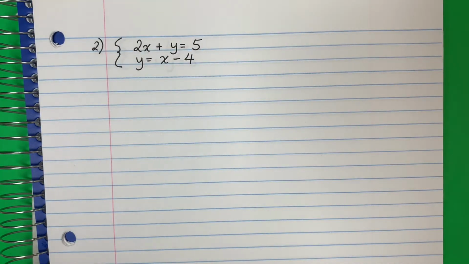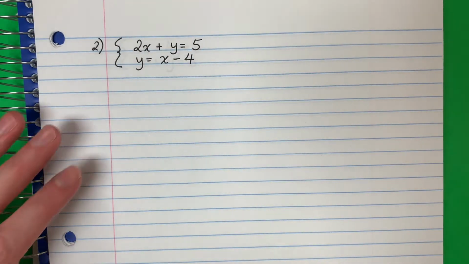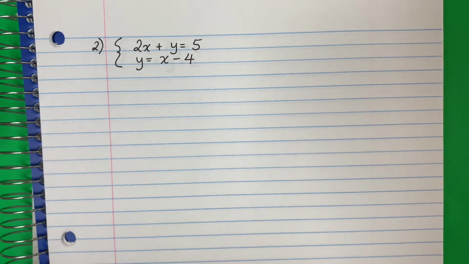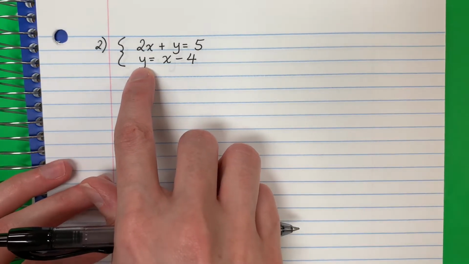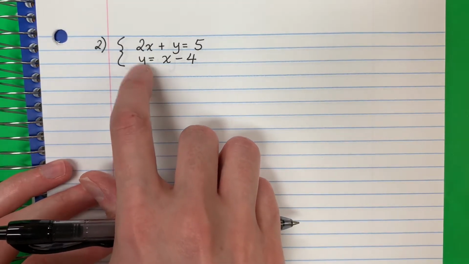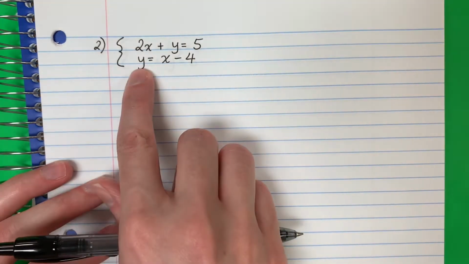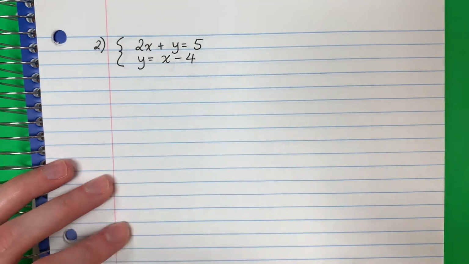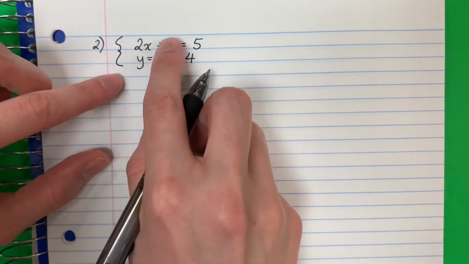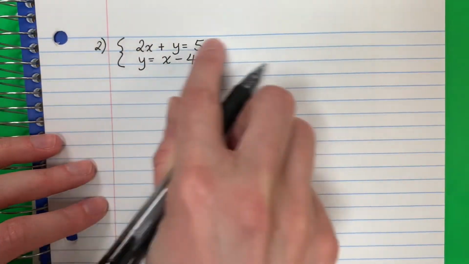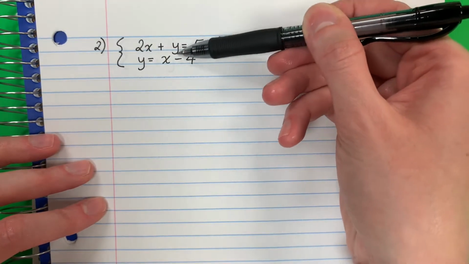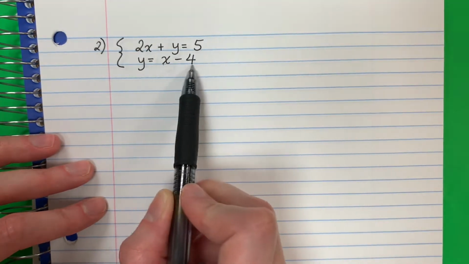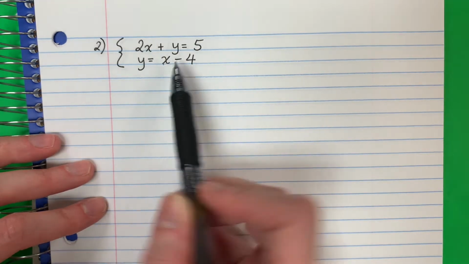Okay, so remember, the first step is to get a letter alone. El primer paso es para tener una letra sola. And lucky me, I already have one letter alone. Y tengo muy buena suerte porque ya tengo una letra sola. I have the Y alone. So I'm going to use this equation. Voy a usar esta ecuación, the first one, la primera. And I'm going to change the Y. Voy a cambiar el Y. I will put x minus 4. Voy a poner x menos 4.